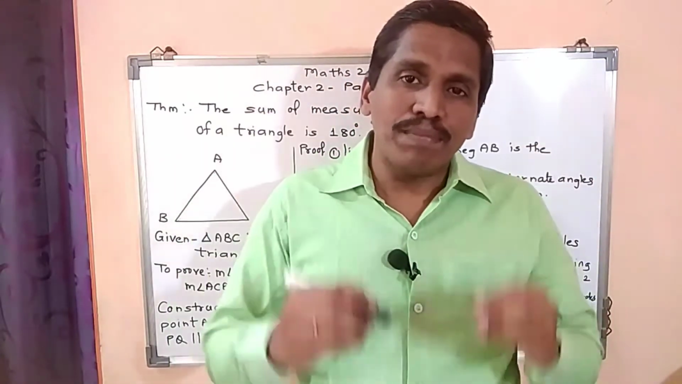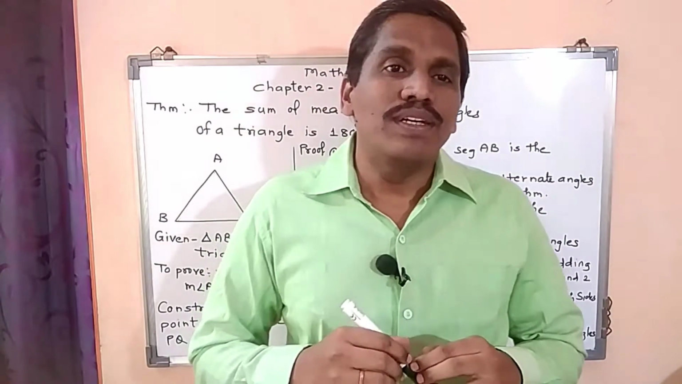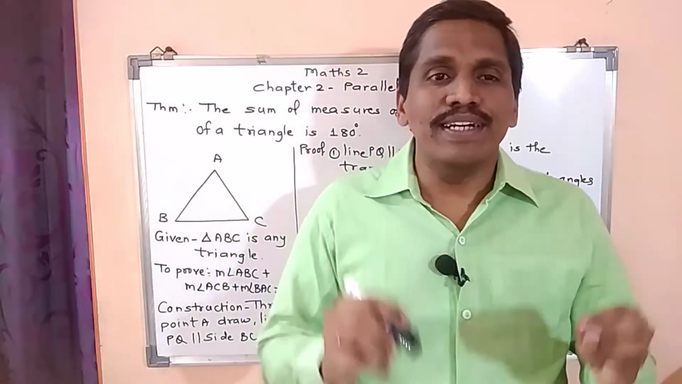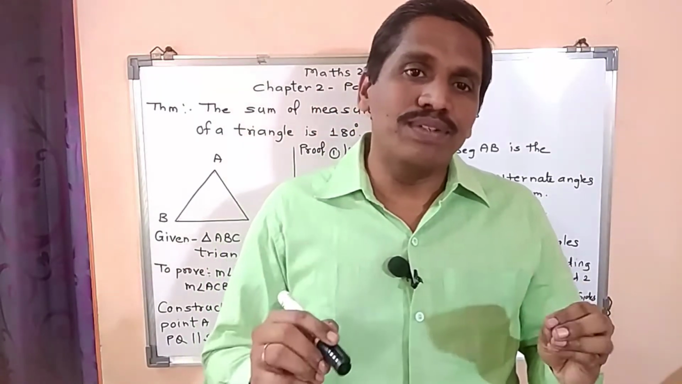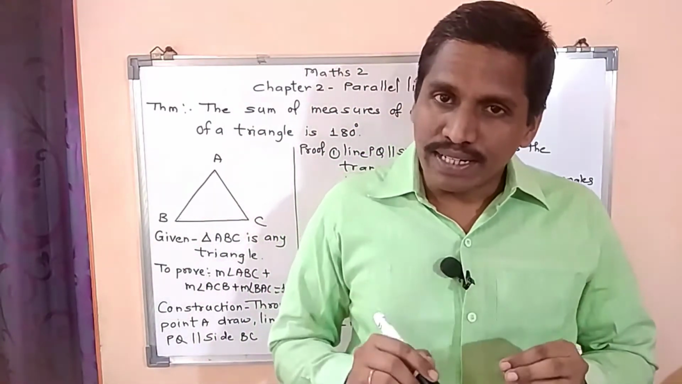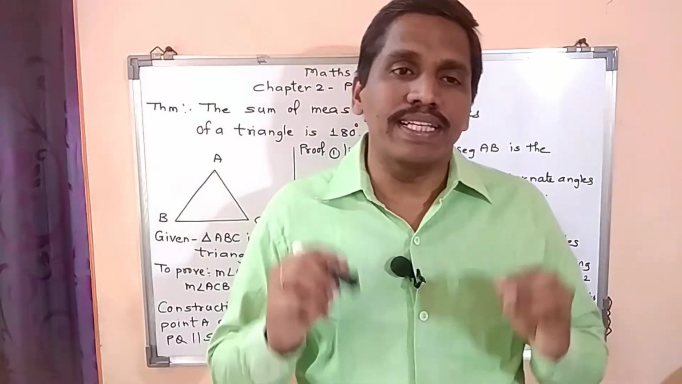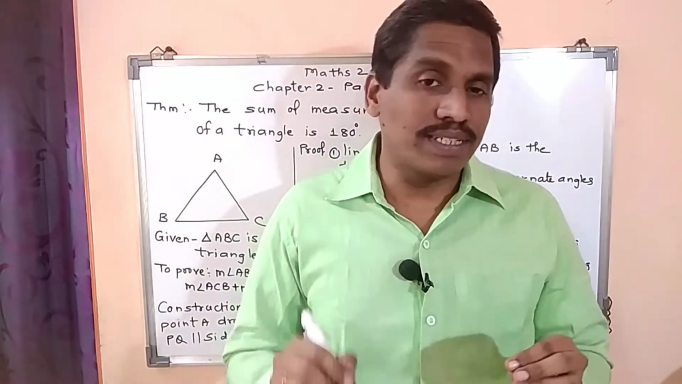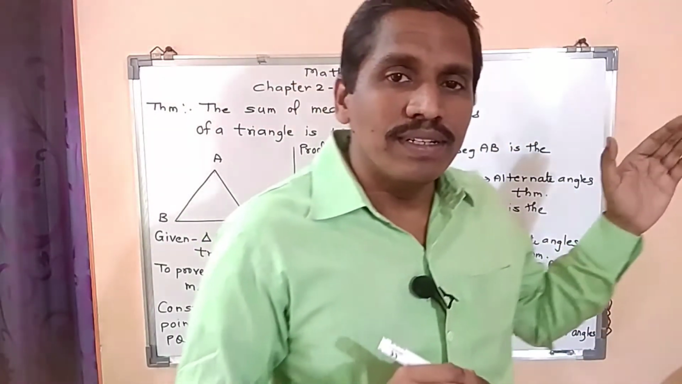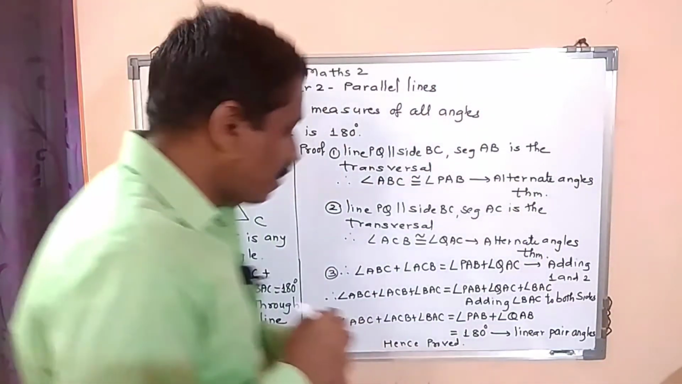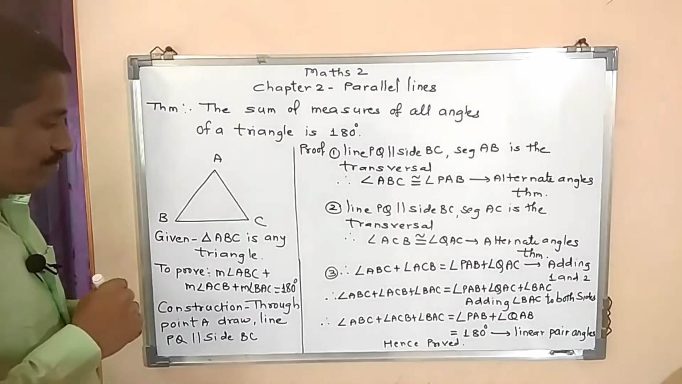Today we are going to apply those theorems to prove one theorem, which is that the sum of measures of all angles of a triangle is 180 degrees. After that, we are going to study interior angle test, alternate angles test and corresponding angles test, and we will solve practice set 2.2. Okay, so let us start with the theorem. The sum of measures of all angles of a triangle is 180 degrees.